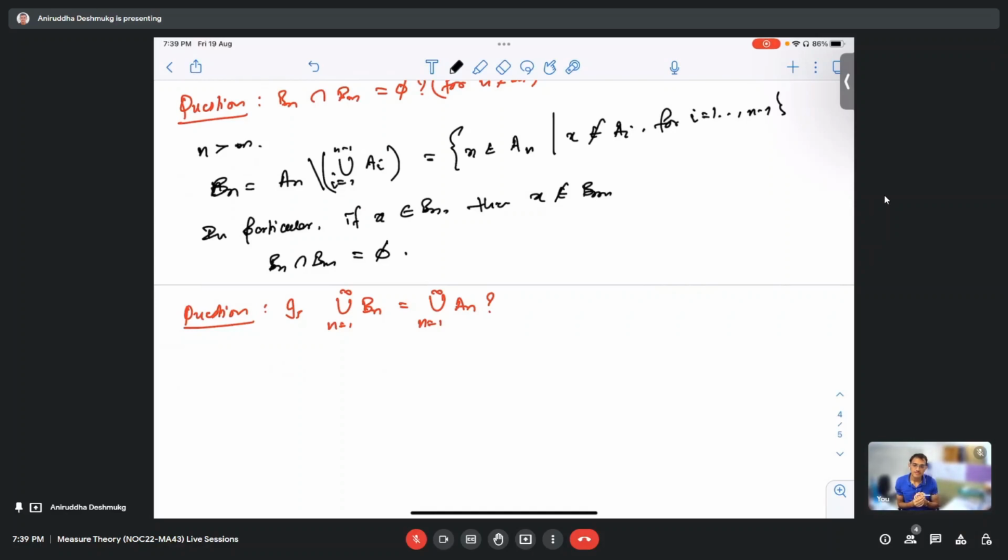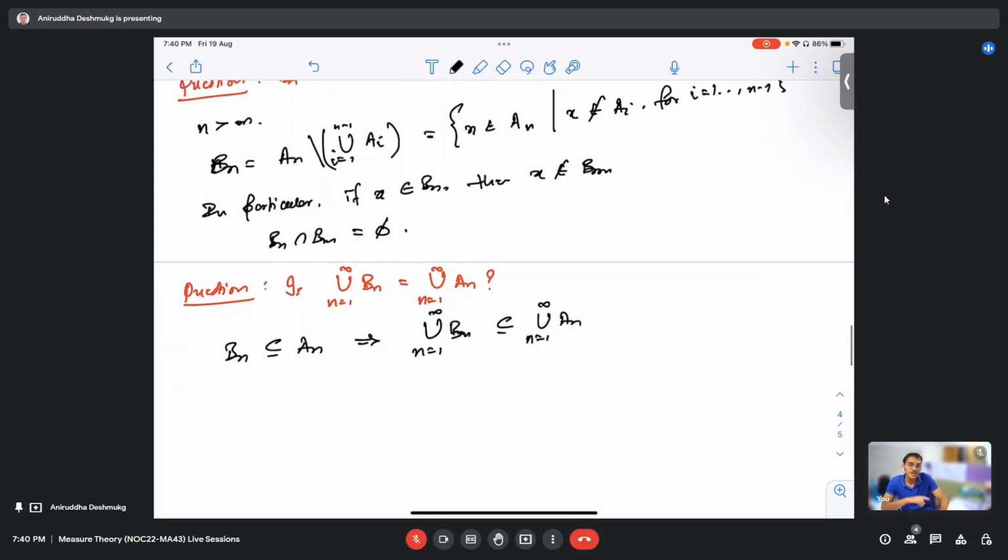So union of An's. Yes, union of An's. Union of Bn's. See, the other way is easy, right? Because the Bn's are subsets of An's. Therefore, union of Bn's must be contained in union of An's. Isn't that true? Bn is contained in An. Therefore, union of Bn is contained in union of An. Okay. So we have to prove that these are equal.